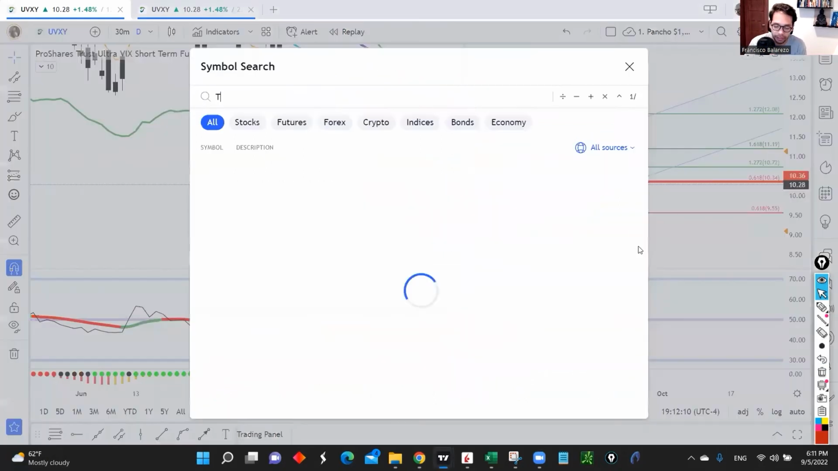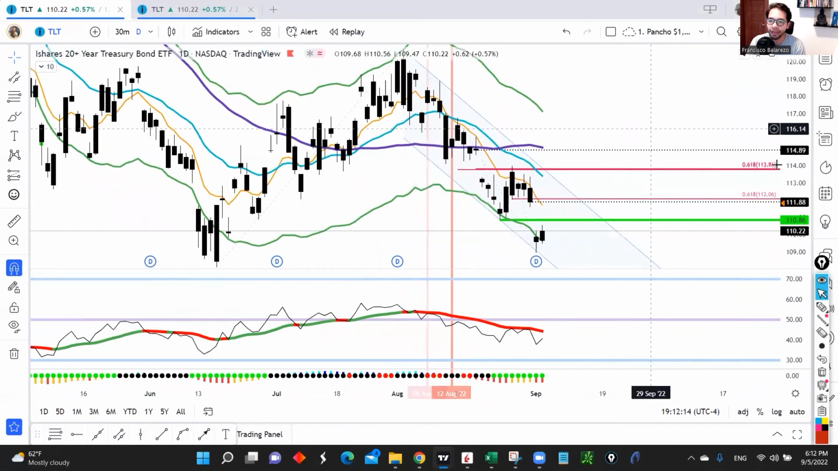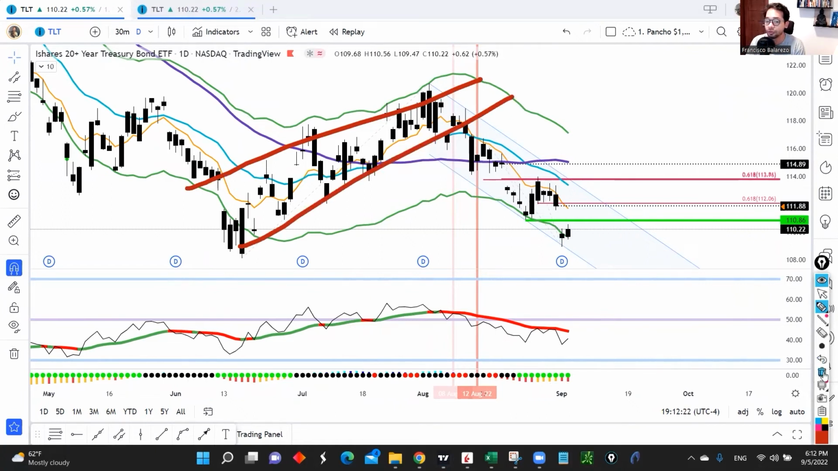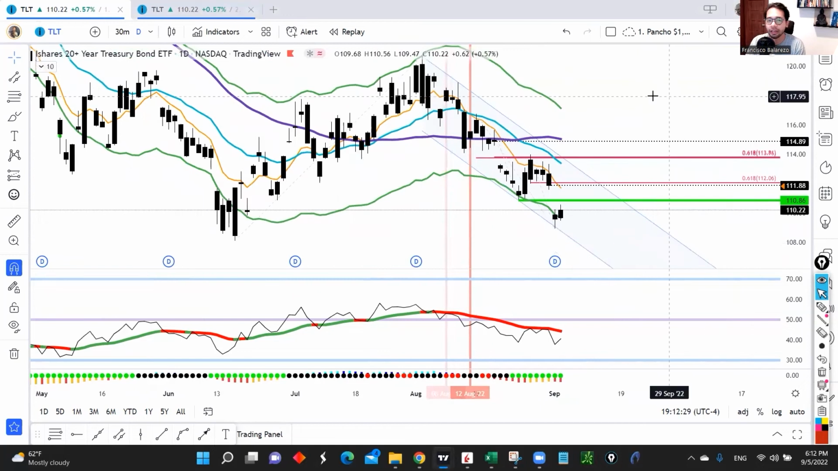Now let's take a look at TLT. As mentioned, we're going to take a look at the bonds, and you can see that the bonds are changing the trend, right? It seems that this right here was just a short covering rally, and now we're trending to the downside. And if the bonds are trending to the downside, that means that TNX is trending to the upside. If TNX is trending to the upside, that means that the market is expecting these rate hikes and everything that's happening in the Fed, this tightening in the monetary policy, to continue.